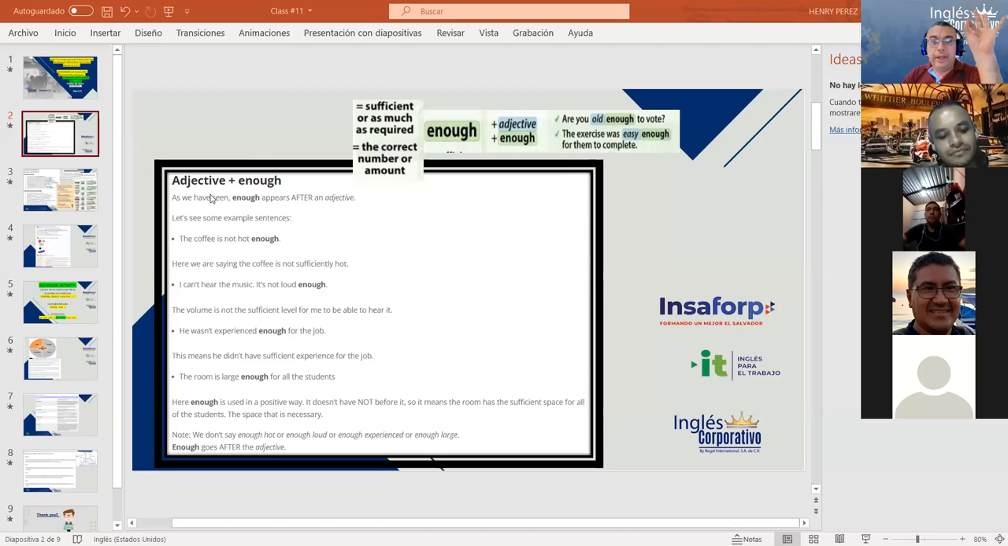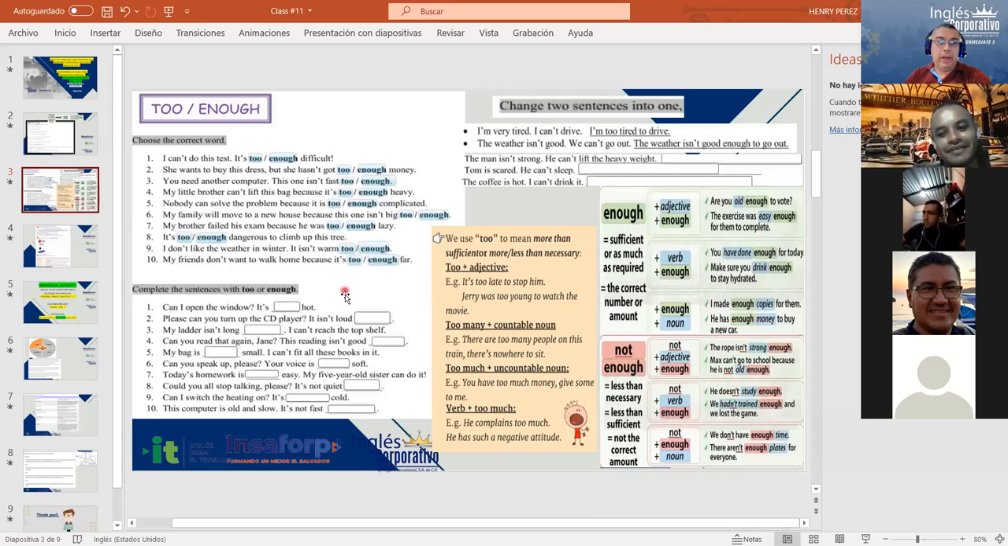Now, yesterday I showed you this, right? I showed you some examples of the usage of adjective plus enough. We already know that enough means sufficient or as much as required, the correct number or amount. This was just basic, what we did yesterday. The adjective goes before enough. We reviewed this yesterday, so we're not going to do it again. What we will do is go straight to where we left off.